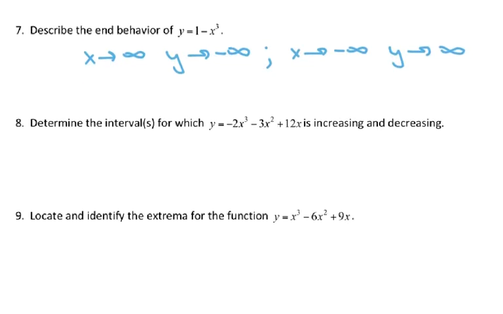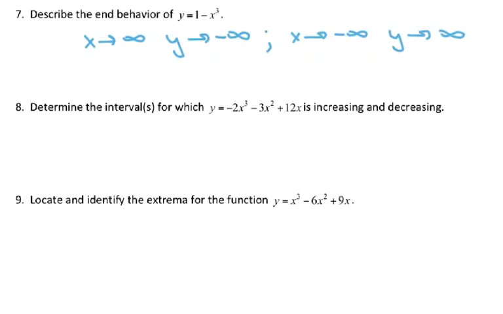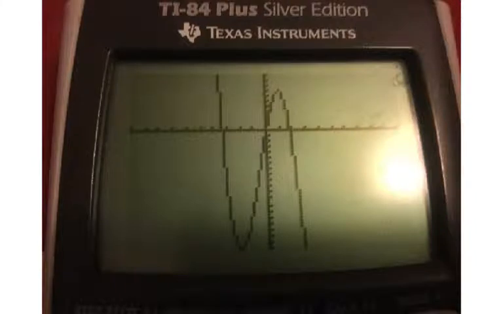Number 8, determine the interval or intervals for which y equals -2x cubed minus 3x squared plus 12x is increasing and decreasing. So I graphed this on my calculator, and the other thing was I changed my y minimum to go to -20 because I knew I needed to see down some.